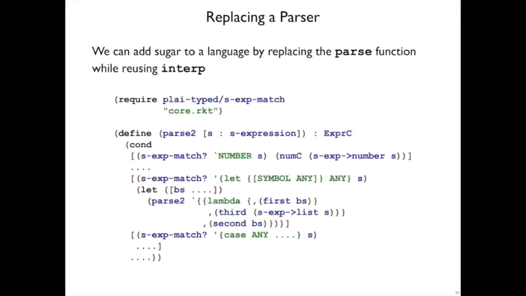If it's worthwhile having some of these syntactic forms as sugar, then one way you can implement that is by taking an existing language and replacing the parse function. You can still reuse the interpreter, can still reuse the type checker if there is one. And we see this strategy.